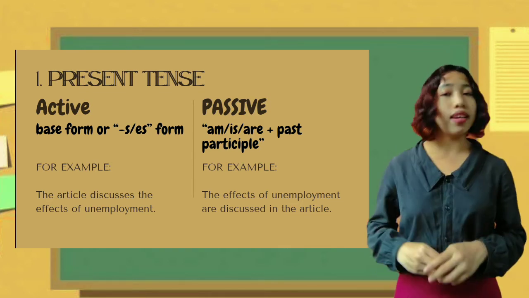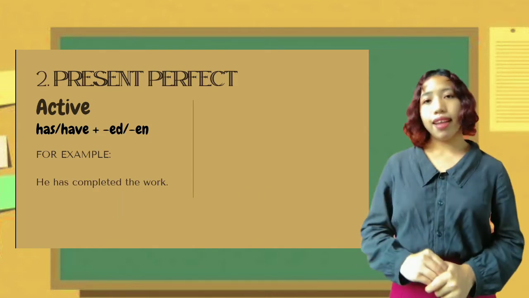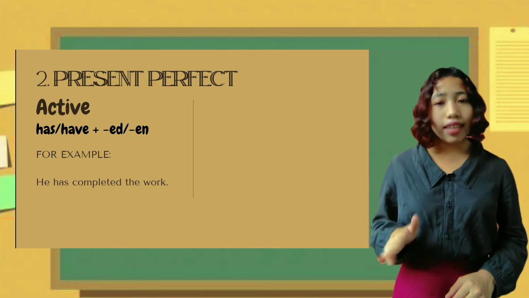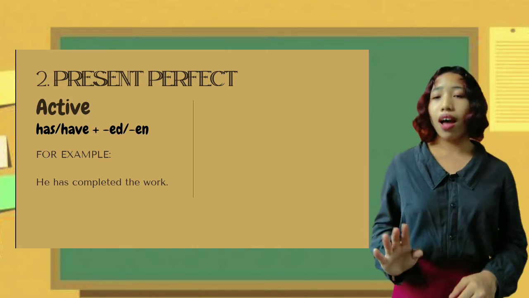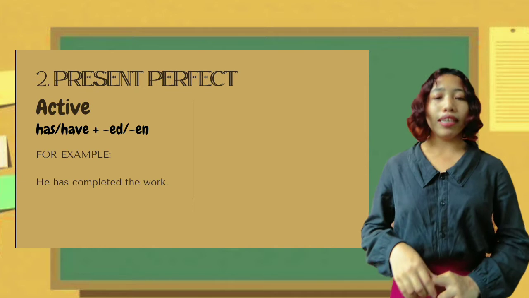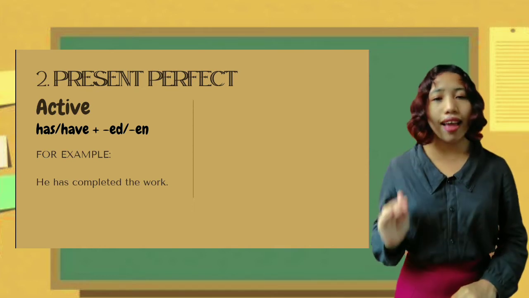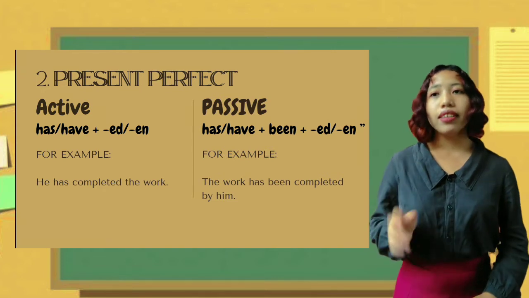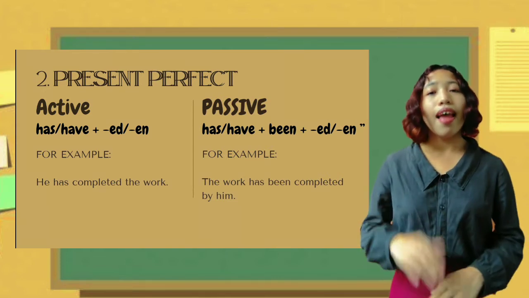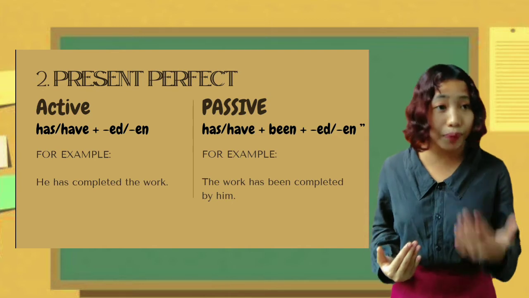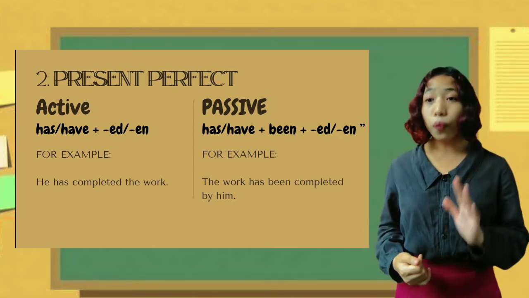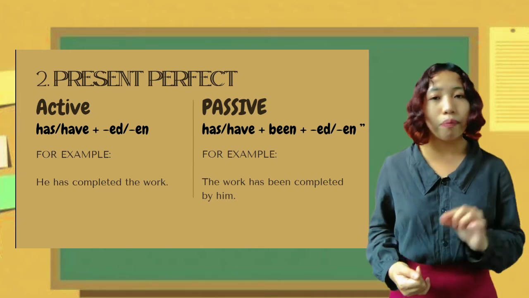The second one is the present perfect. In active, the verb is in the form has or have plus ed or en. For example, he has completed the work. In passive voice, the verb is in the form has or have plus been plus ed or en. For example, the work has been completed by him.